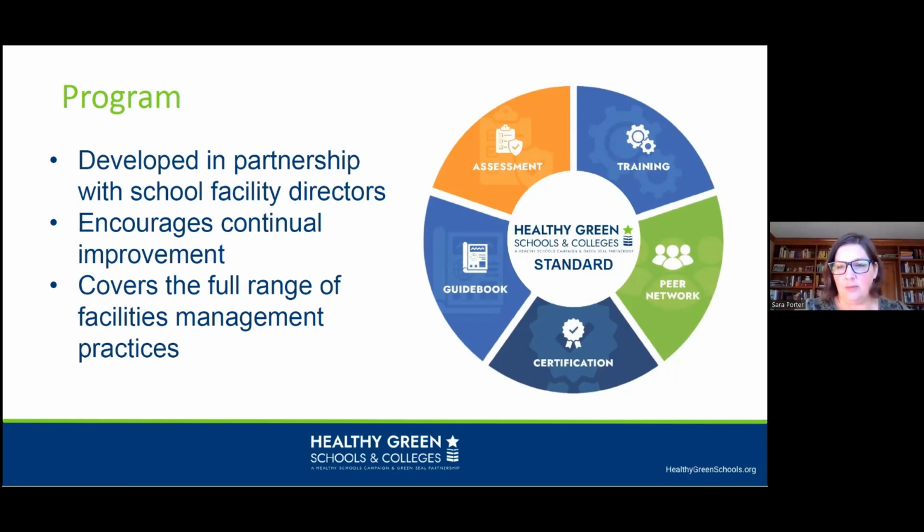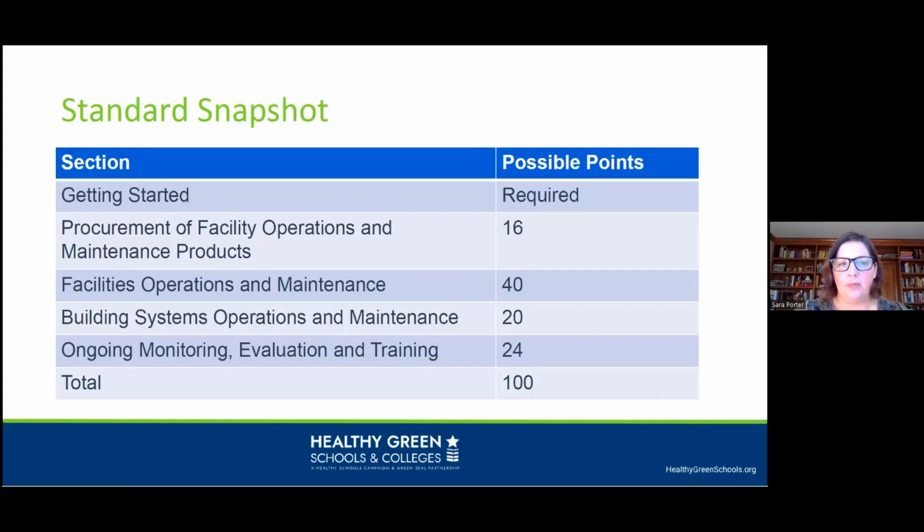I want to show you a little bit about how those 100 points are spread out across the standard and talk about the certification before we move into a little bit more on the IAQ monitoring. So here you can see we have several different categories in the standard, procurement being a big part, 16 points, facility operations and maintenance, building systems, and then the ongoing monitoring and evaluation and training.